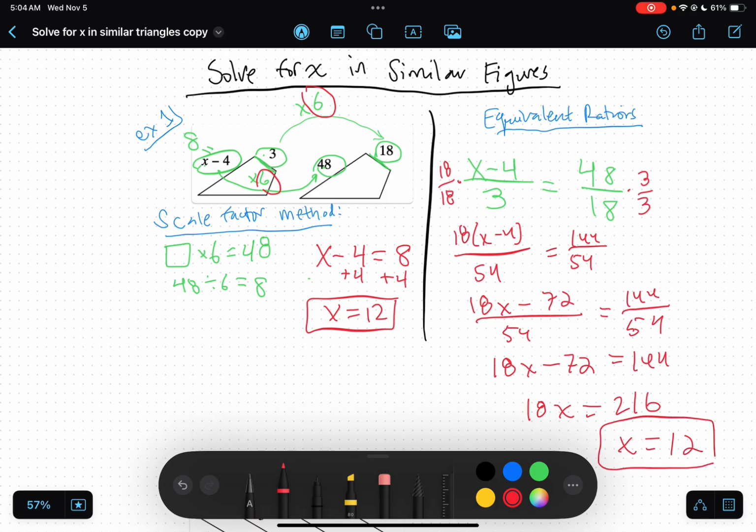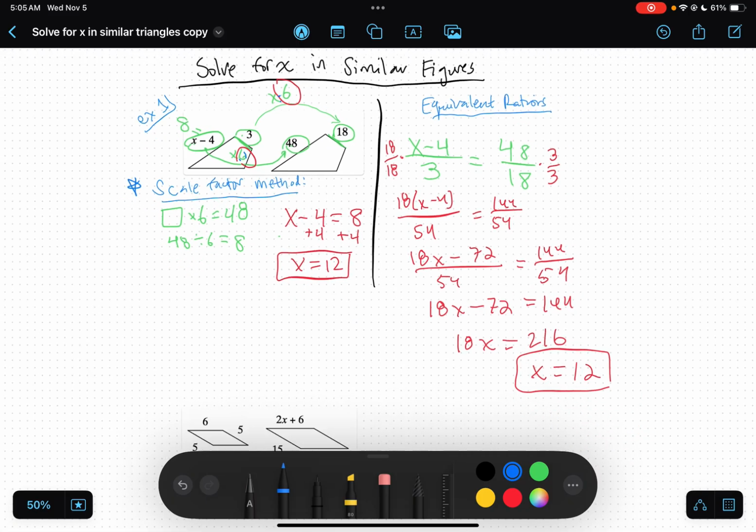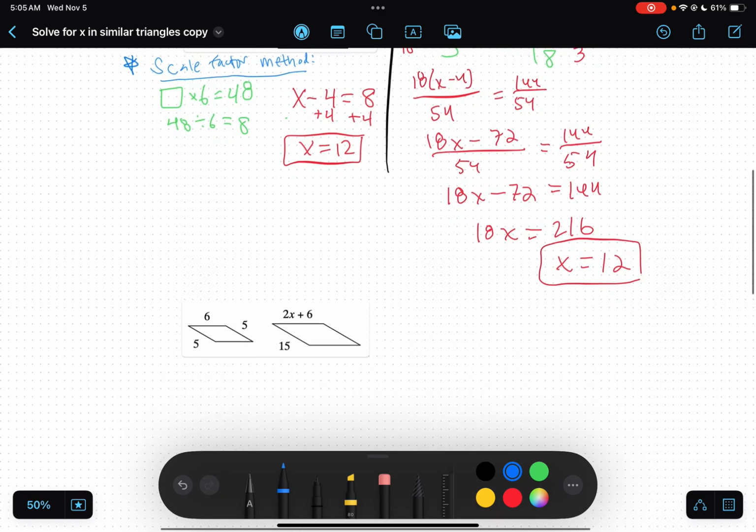So you can use whichever method works for you. The scale factor method is really fast when there's a nice and easy whole number scale factor. But equivalent ratios works if the scale factor is a different, weirder number. Okay, we're going to do, I think, 3 more examples till those make a lot of sense.